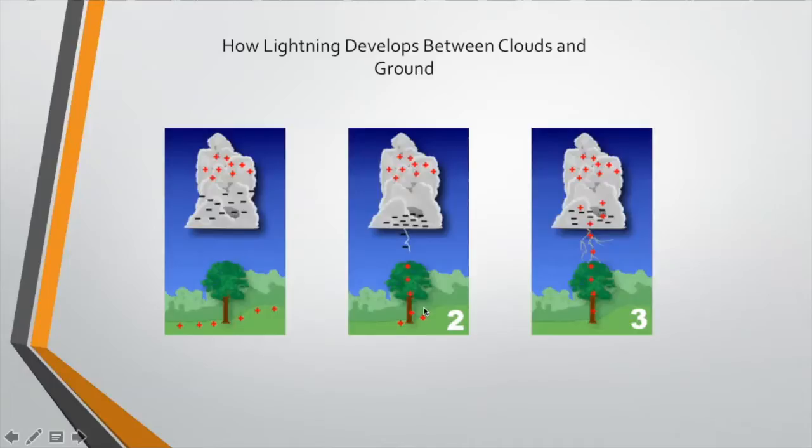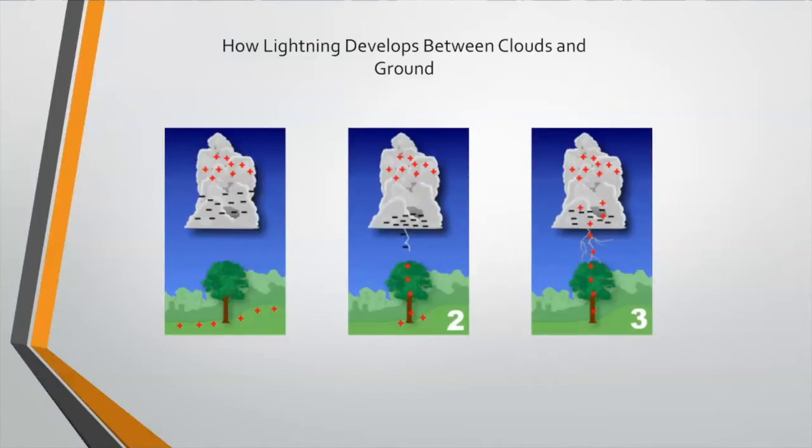A channel of negative charge, which is called the stepped leader, descends from the bottom of the storm to the ground, as seen here in the image. This is called the stepped leader and starts to go down to the ground, where the positive charge is, here in the tree and on the ground.